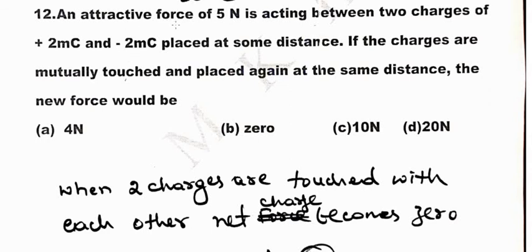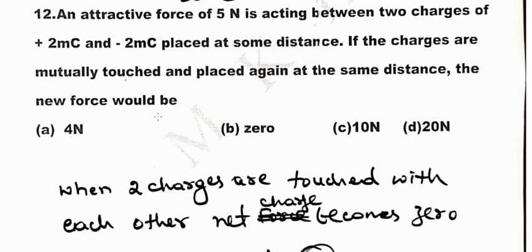Next problem. An attractive force of 5 Newton is acting between two charges of plus 2 millicoulomb and minus 2 millicoulomb placed at some distance. If the charges are mutually touched and placed again at the same distance, the new force will be. See, an attractive force of 5 Newton is acting between the two charges of plus 2 millicoulomb and minus 2 millicoulomb. They are placed at some distance. If the charges are mutually touched and placed again at the same distance, the new force would be.